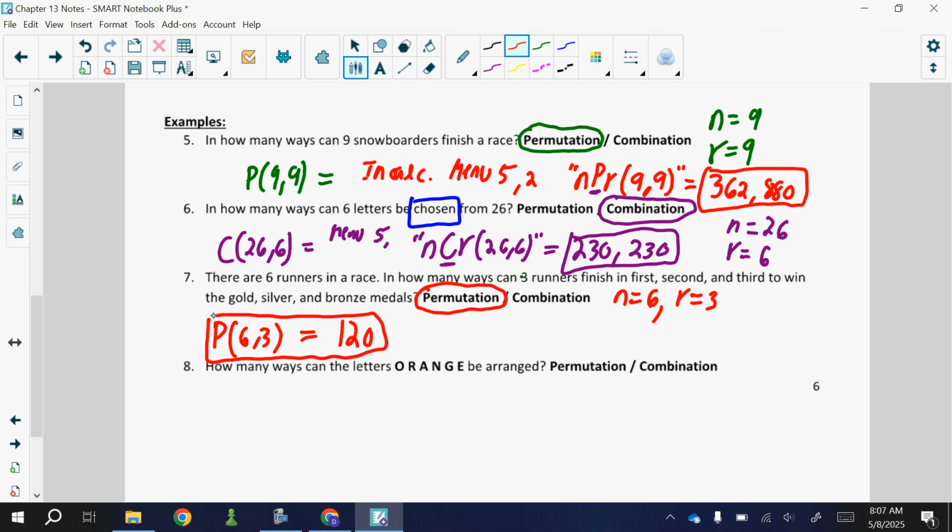Now again, like I talked about before, if you try to do it by hand, you're concerned about first, second, and third place. 6 runners could get first, and again, we're assuming no ties. Then after that, you have 5 people for second place and 4 people for third place. You do 6 times 5 times 4. Again, that's 120. But your calculator will do all the legwork for you.